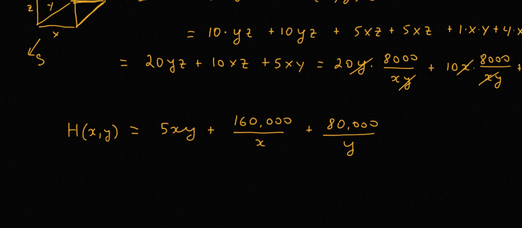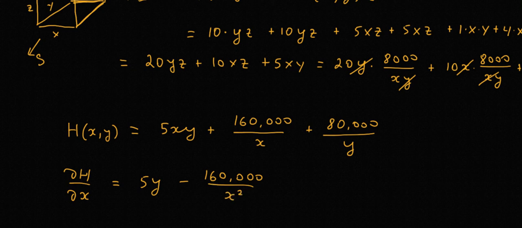Okay, so since we're looking for the minimum value of this function, we will begin by finding critical points of this function. Let's calculate the partial derivatives, dh dx and dh dy, and set them both equal to 0. Partial derivative with respect to x will be 5y minus 160,000 divided by x squared, and we set this equal to 0.